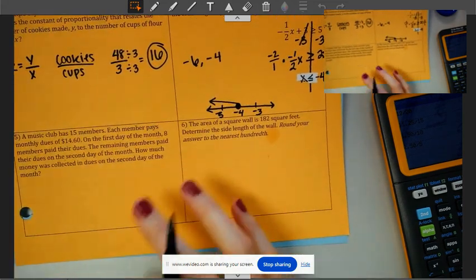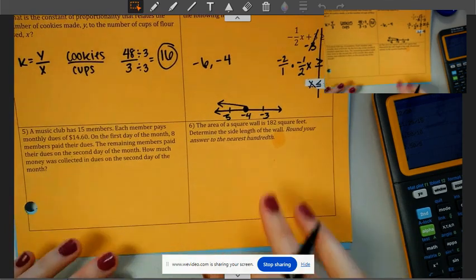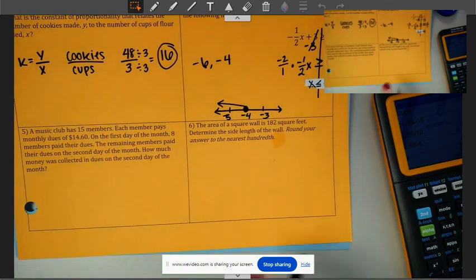Number 5, a music club has 15 members. Each member pays monthly dues of $14.60. On the first day of the month, 8 members paid their dues. The remaining members paid their dues on the second day of the month. How much money was collected on the second day of the month?